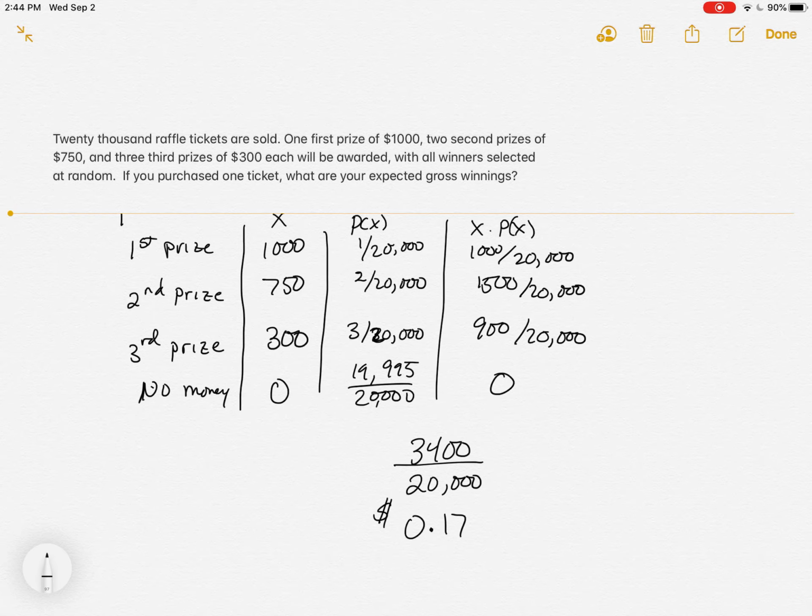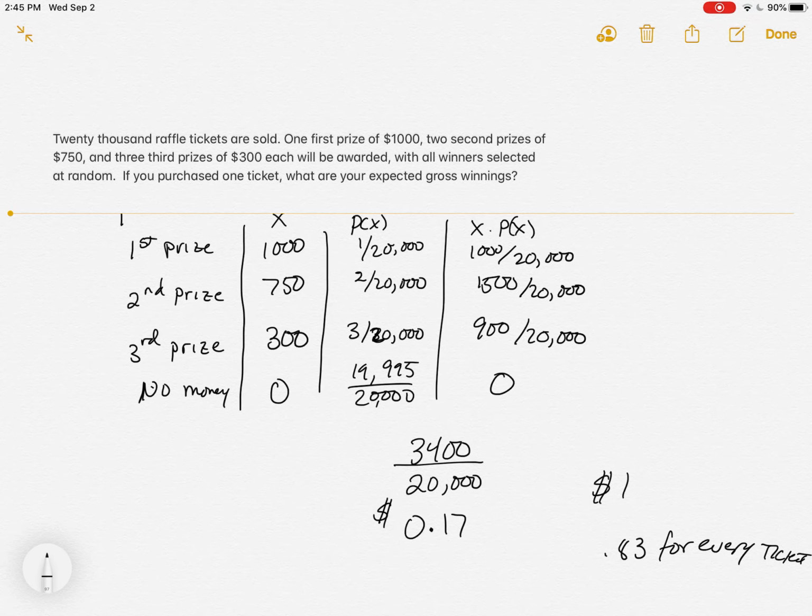So what does that mean? It means that if they charge me $1 per raffle ticket, the majority of people are going to lose, right? And we already knew that, but they're going to pull in 83 cents. So the raffle organizers pull in 83 cents for every ticket. That would be what they would expect to bring in profit-wise. So that's 83 cents times 20,000.